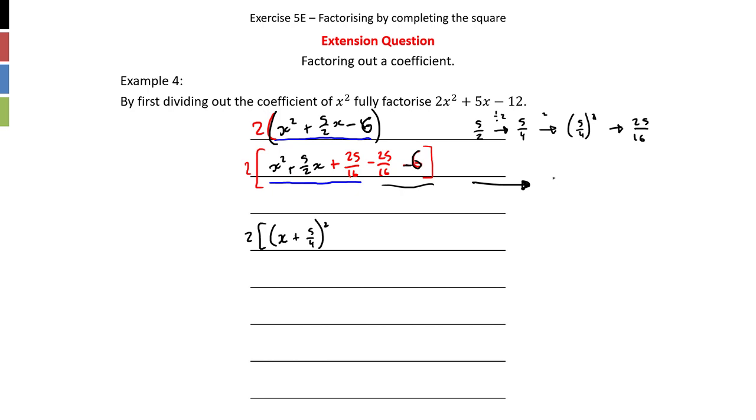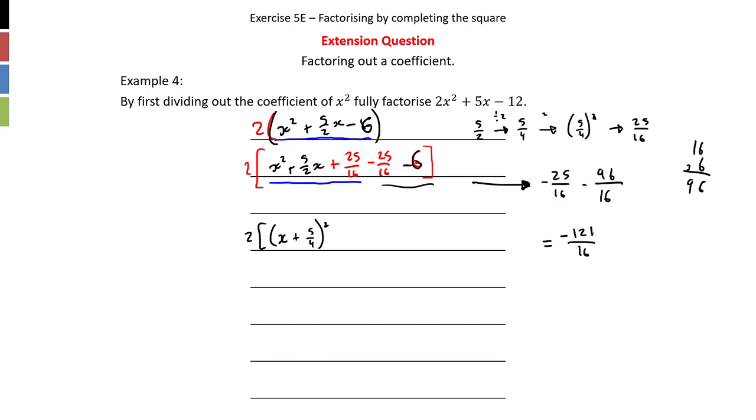I'm going to do some working out on the side, and don't be afraid to do this, show your working out. We get 25 on 16 minus 6, so 6 times 16, because I want to get this to have a common denominator, and shouldn't need a calculator. Imagine this, you're on a test with no calculator allowed at all. 6 times 16 is 96. So that's going to be 25 minus 96, which is negative 71 on 16.